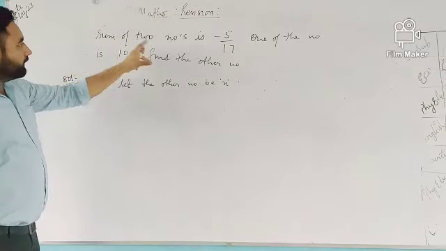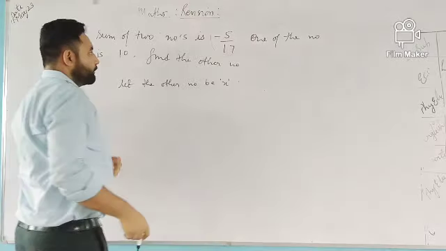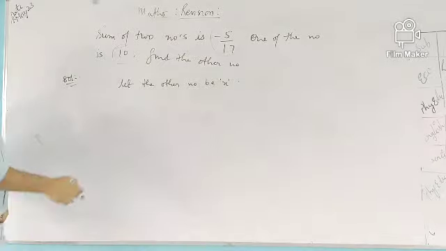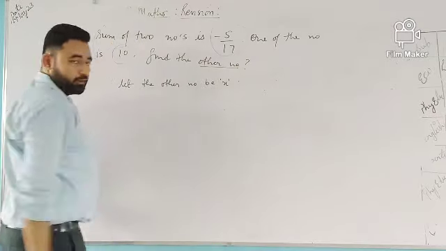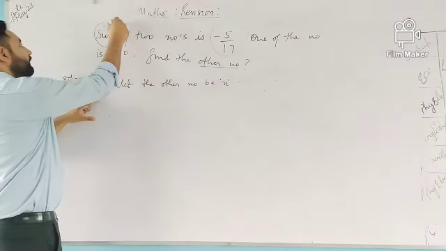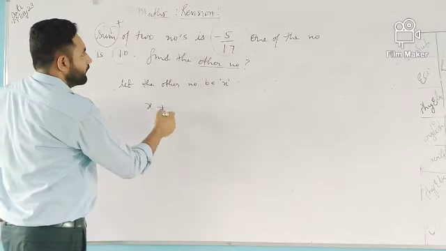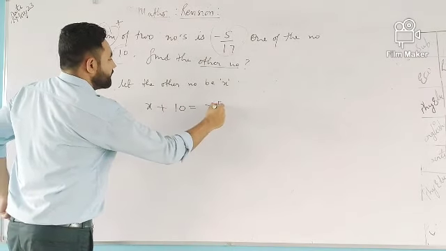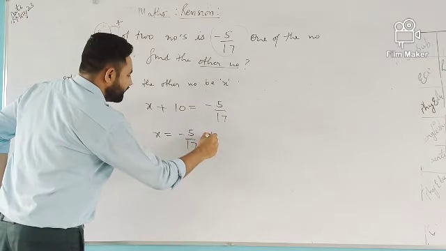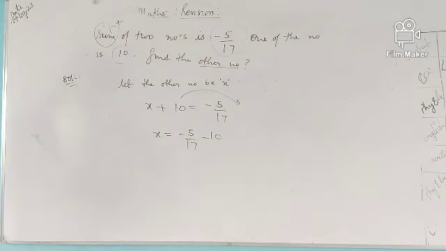And as the sum of the two numbers is given as minus 5 upon 17, and one of the numbers is given as 10, we need to find the other number. As I have taken the other number x, sum means what? Addition. So x plus 10 equals minus 5 by 17. So x is equal to minus 5 by 17 minus of 10. As we are sending this 10 to the right hand side, it will be negative.